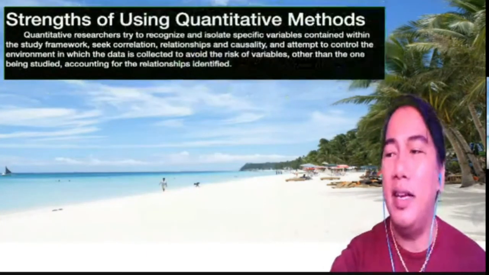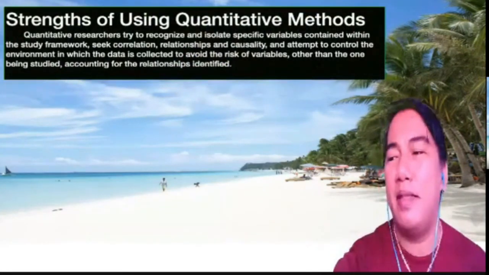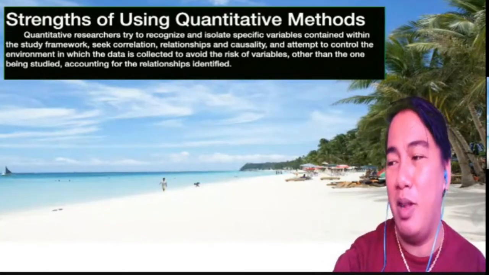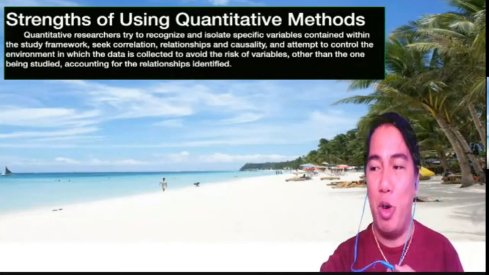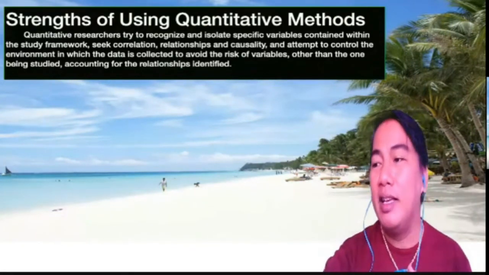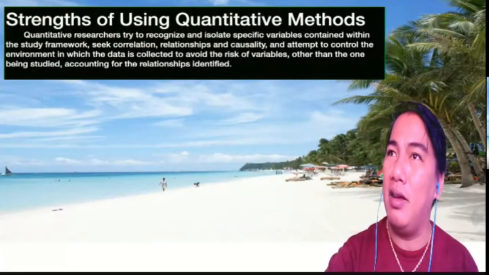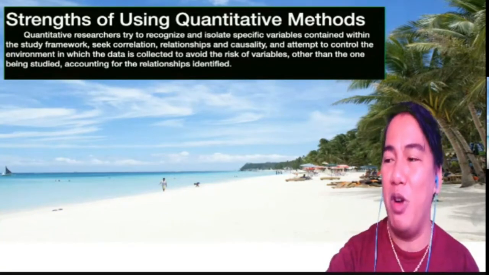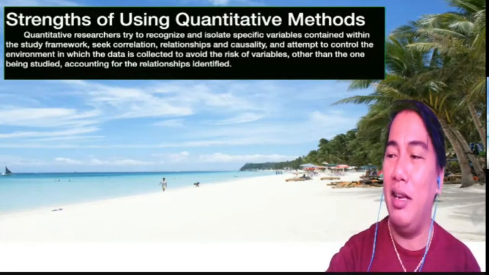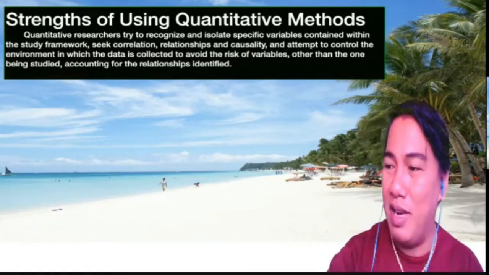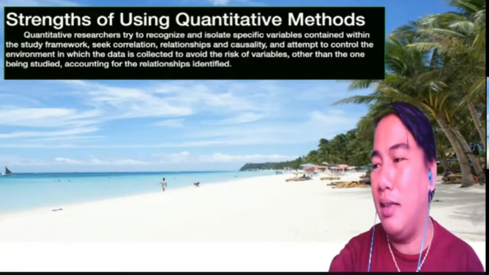Okay, so what are the strengths of using quantitative method? Quantitative research tries to recognize and isolate specific variables contained within the study framework or theoretical framework. Seek correlation. That is your, what we call this? Conceptual framework. On your conceptual framework, what are you looking for? Correlation, connection, relationship, ganoon, no? Relationship and causality. What are the causes, correct?